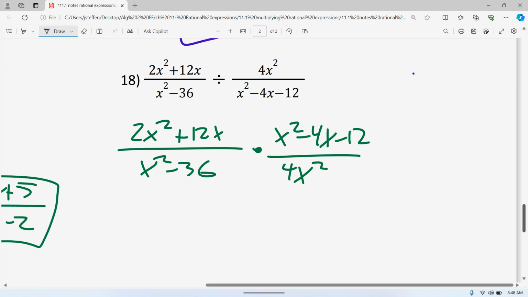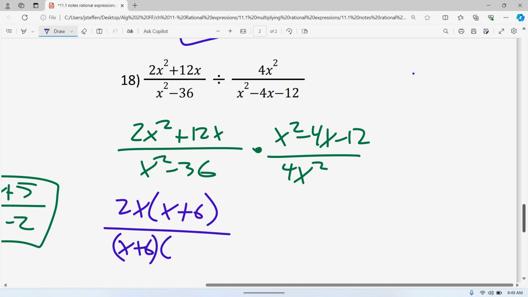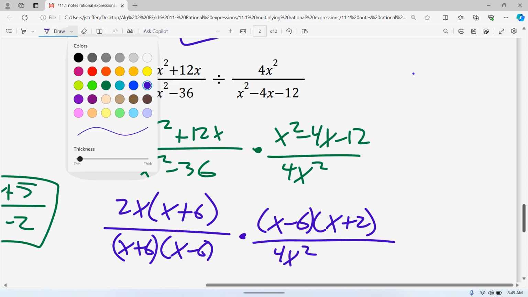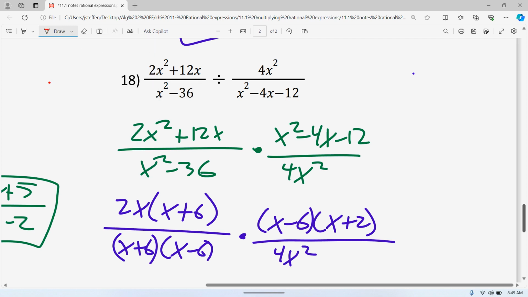So the first one, you take out a 2x plus. The denominator is a difference of squares, x plus 6, x minus 6. Factors of negative 12 that add up to 4 are negative 6 and positive 2. And we have 4x squared in the denominator. So again, this is where we can start canceling things. So we have x plus 6, x minus 6, and x minus 6.